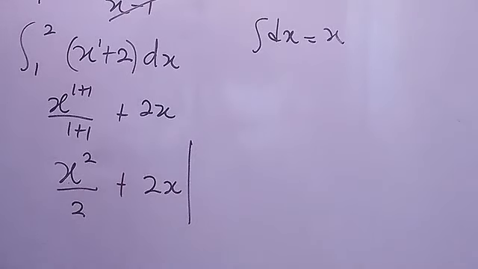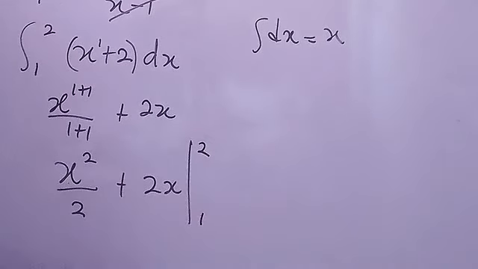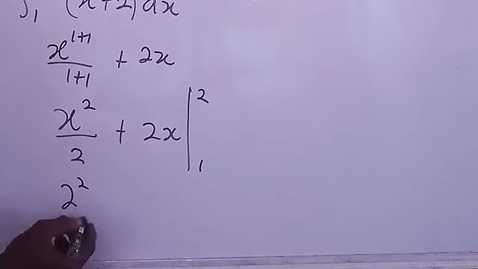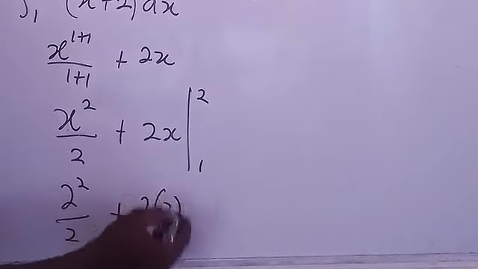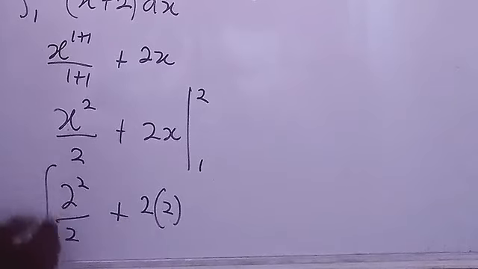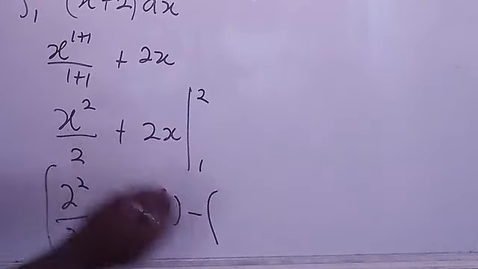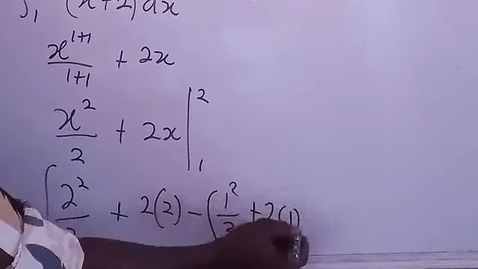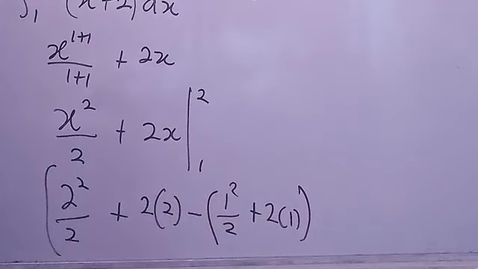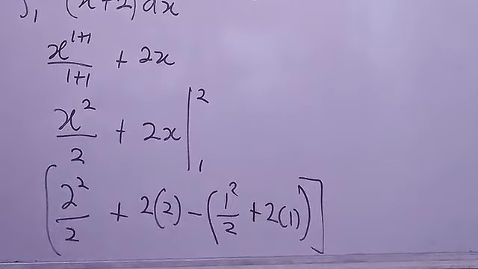Now let's input the limit. We have 1 and we have 2 here. So firstly, we're going to put 2 here. This is going to be 2 to the power of 2, right, over 2, then plus 2 into 2. That's the first one. Then minus, we're going to put the lower limit, 1 squared over 2, plus 2 into brackets 1, all in brackets. Are you getting it now? So we have this.